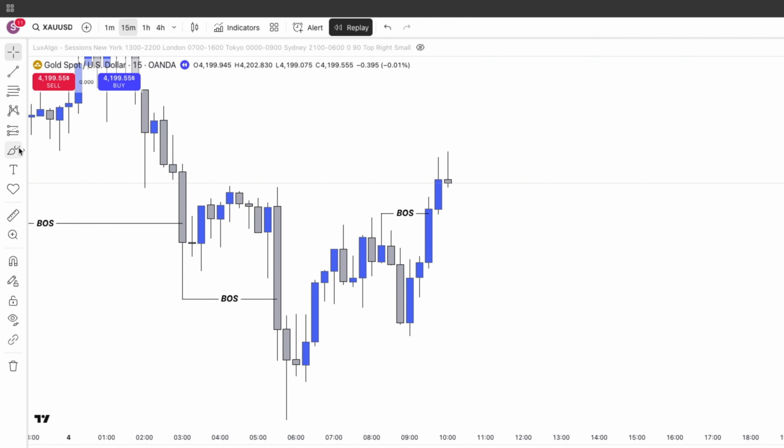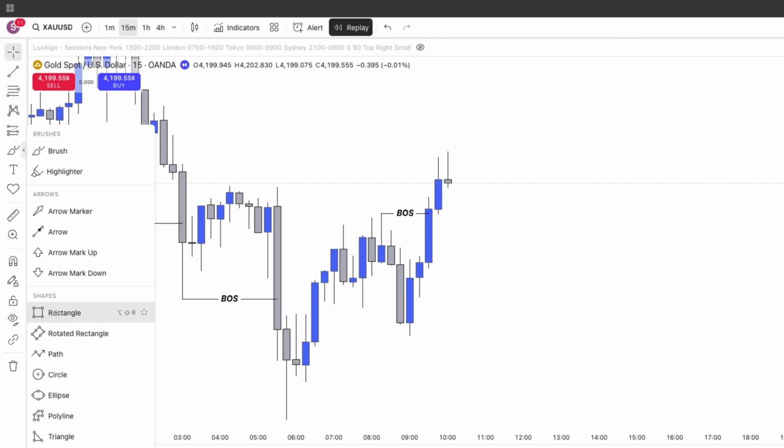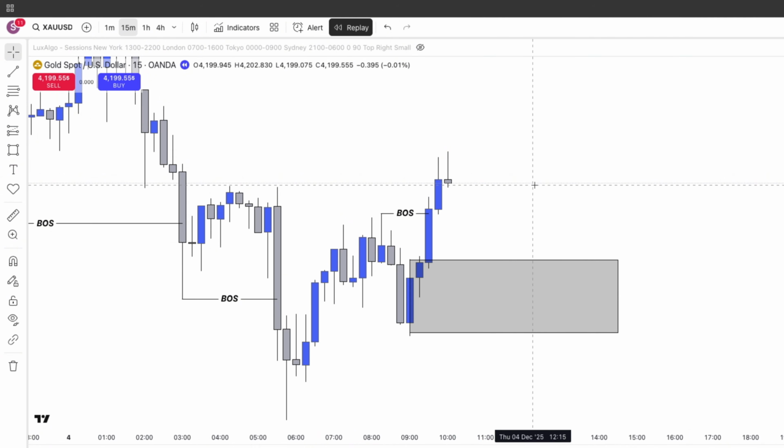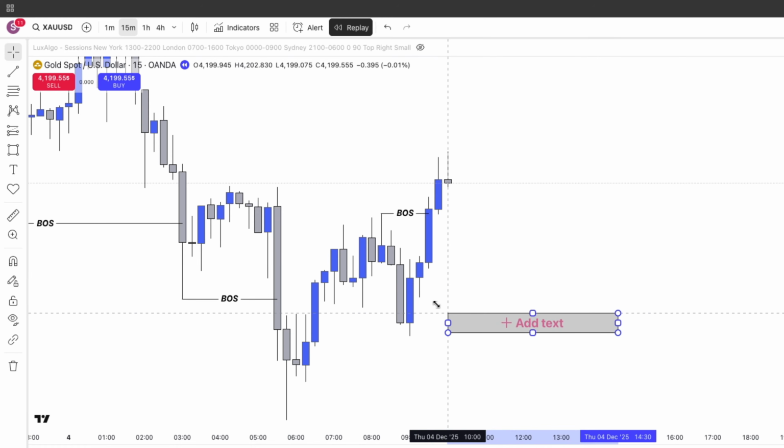The first thing, that zone, we're going to mark it as our zone. So this is going to be our demand zone. Now, this is the first thing that we're going to look at. So on this zone, what do we see? We see more liquidity still not taken out.